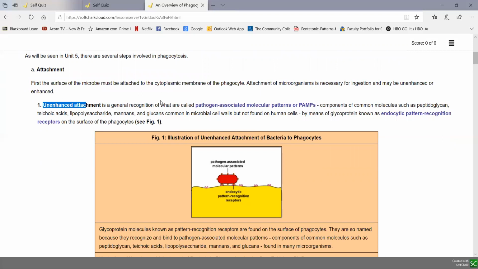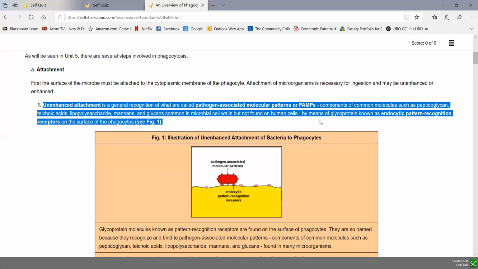Now, unenhanced attachment is where pathogen-associated molecular patterns, or PAMPs, things like peptidoglycan, teichoic acids, lipopolysaccharide, mannans, and such that we learned about previously, bind to endocytic pattern recognition receptors on the surface of phagocytes. And we can see that in the illustration in Figure 1, where the surface, remember, of bacteria have these common PAMPs like peptidoglycan, teichoic acids in gram-positives, LPS in gram-negatives, etc. And for all the common PAMPs that our microbes produce, our phagocytes produce endocytic pattern recognition receptors that fit those PAMPs. Now remember, endocytosis is what we collectively call phagocytosis and pinocytosis. When something is engulfed and placed in a vesicle by a phagocyte, we call that endocytosis, taking it in the cell and placing it in a vesicle.